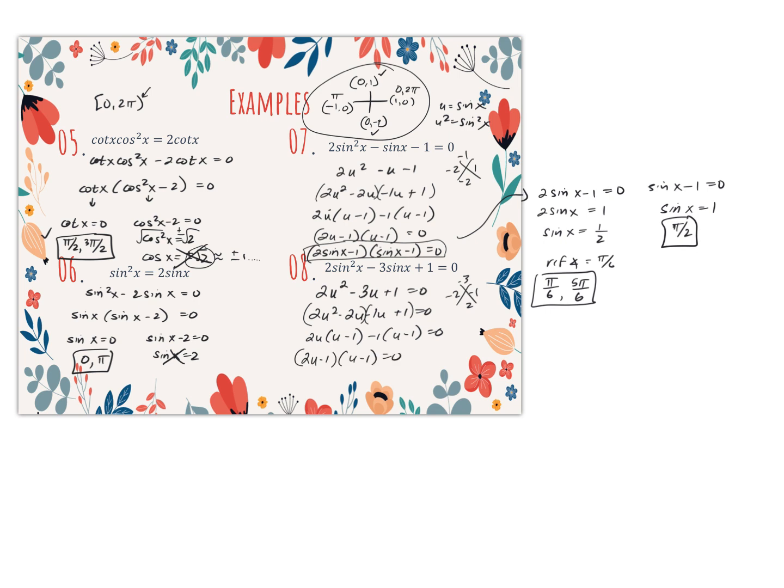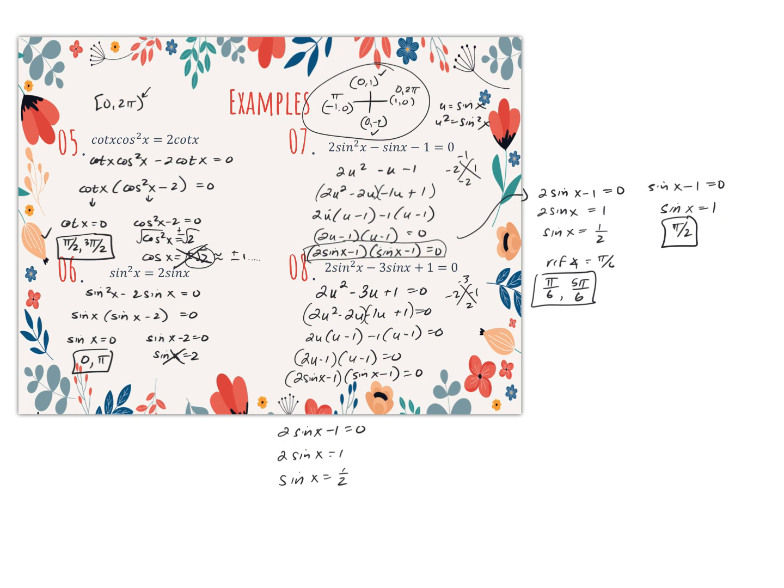Again, u is representative of sine of x, so 2 sine of x minus 1 times sine of x minus 1 equals 0. And now I set each one equal to 0. So 2 sine of x equals 1, sine of x equals a half. Again, same one as before. Is this the same exact problem? It's the same exact answer? That's so weird. I think it is, though.